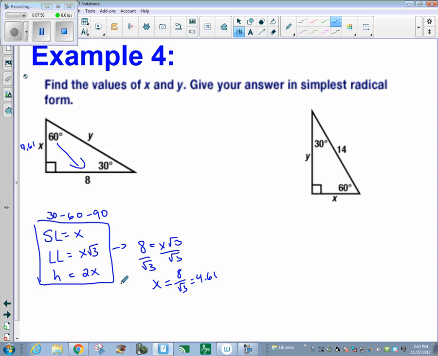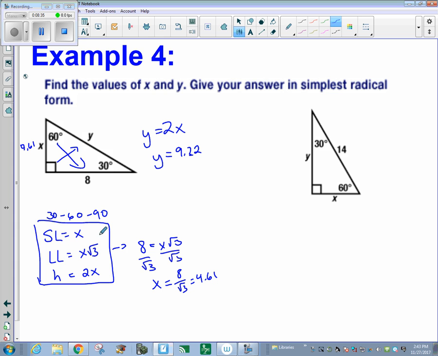And then what does it say to do with the x value to get the hypotenuse? Well, y is going to be equal to twice the short leg because it's the hypotenuse, the side opposite the right angle. So if I double that, y is going to equal 9.22. And so that's the length of the hypotenuse. Again, that's probably the hardest case scenario, when they give you the long leg that doesn't have a square root of 3 in it. You've got to do this division and whatnot.